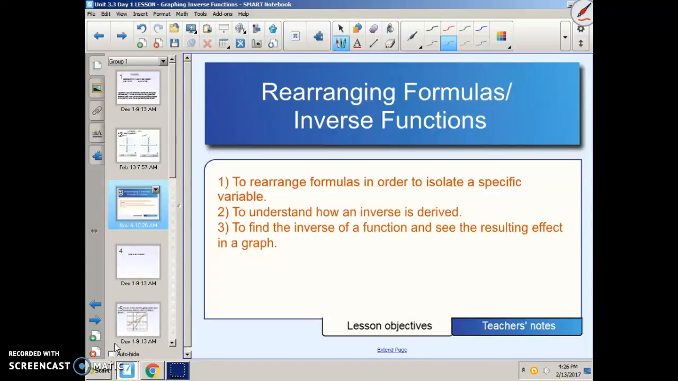So this is day one of the inverse functions section. We've already talked about some of this in class, but I wanted to give you guys a little bit of a review on it because it seemed like we were having some struggles in some of the areas, and for those of you that were gone, give you a chance to catch up on that.